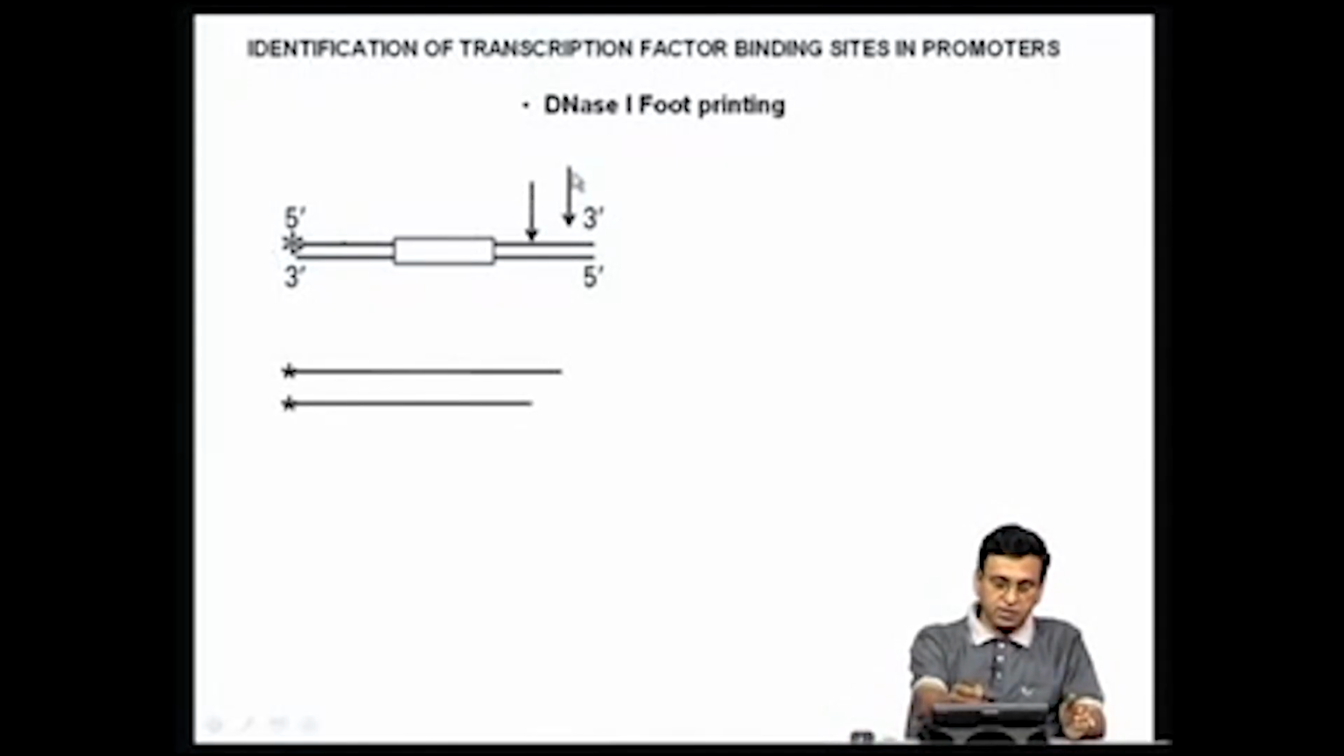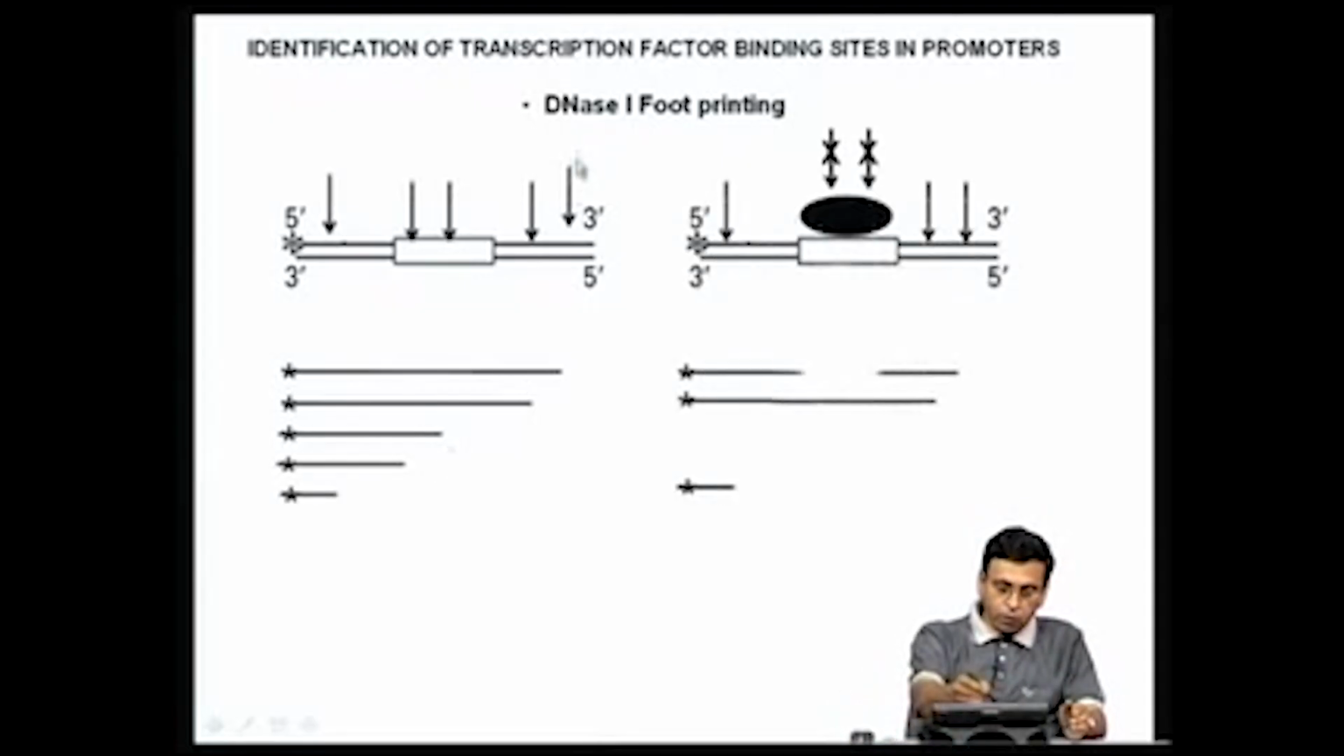For example, in the first instance DNase I will make a nick here, and as a result you will get a radiolabeled DNA fragment of this size. When it makes a nick here, you will get a radiolabeled fragment of this size, and when it makes a nick here, you will get a fragment of this size, and so on and so forth.